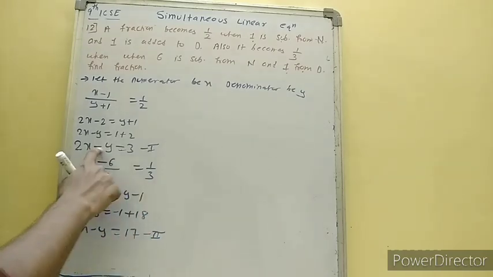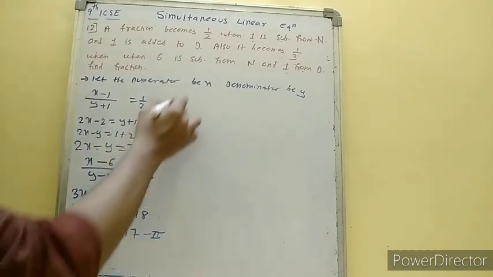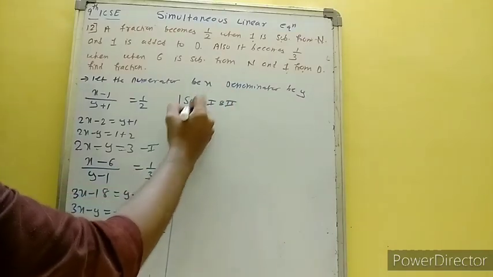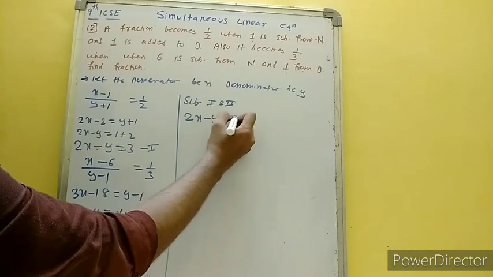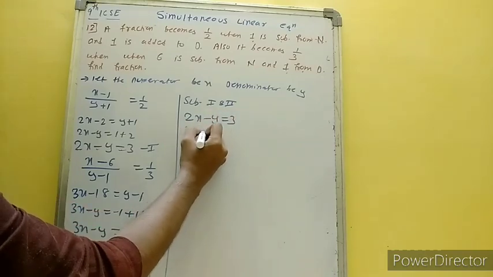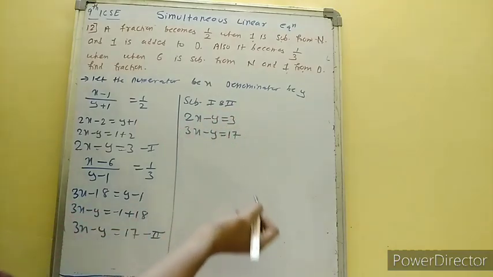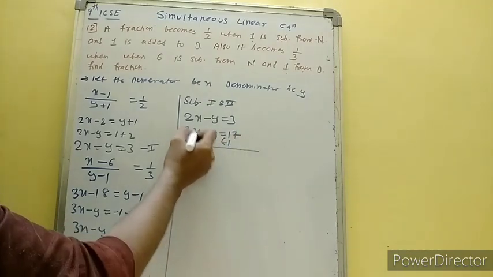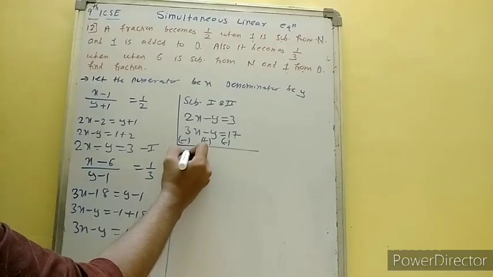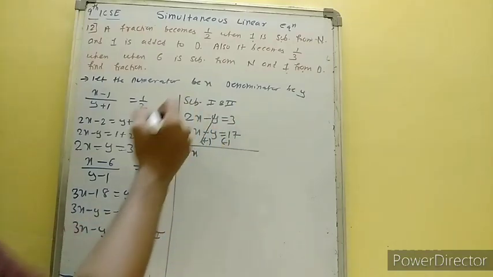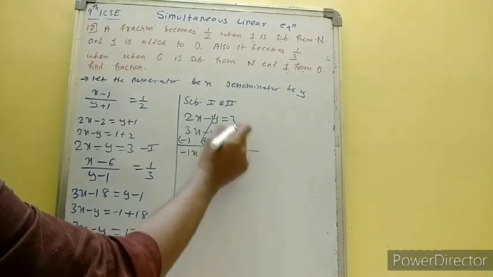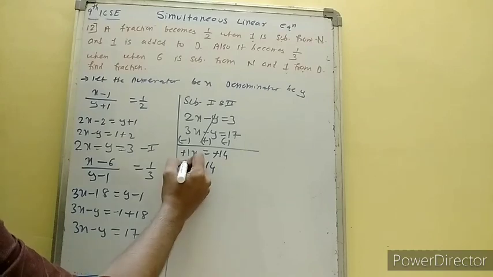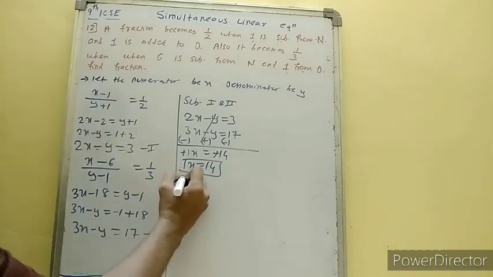Equation number 2. We have minus y and minus y, so I will subtract. Subtracting 1 and 2, we have 2x minus y is equal to 3 and 3x minus y is equal to 17. So minus plus minus. Minus 3x plus 2x is minus x, and y minus y cancel. 3 minus 17 is minus 14. Minus minus cancel. So we have the value of x is equal to 14.